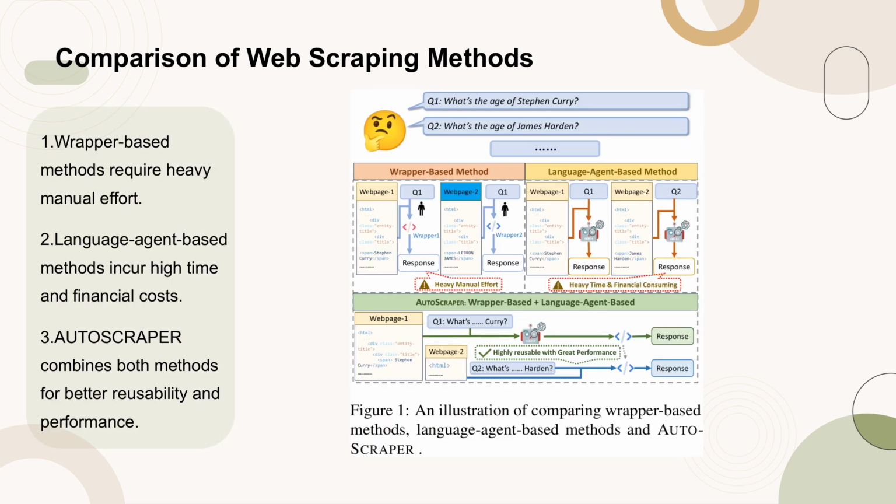Figure 1 illustrates the comparison between wrapper-based methods, language agent-based methods, and AutoScraper. Wrapper-based methods, while reusable, struggle with new website structures, necessitating extensive human effort. Language agent-based methods, on the other hand, demonstrate superior adaptability but rely on limited, costly LLMs. AutoScraper aims to combine the strengths of both methods, enhancing reusability and performance in diverse web environments.